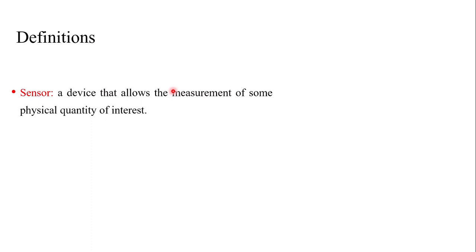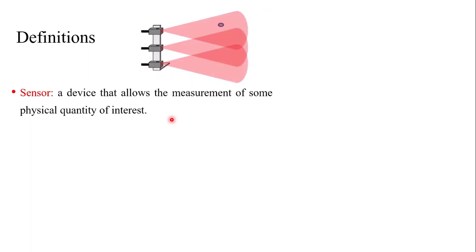The sensor is a device that allows the measurement of some physical quantity of interest. Like if you are interested in measuring length, you use a scale. Correct, so that is your sensor, but it is not a feedback device, so it is not automatic. Clear? Similarly you can measure pressure, you can measure light intensity. There are a lot of sensors available in the market. Even in the remote control of your TV there is a sensor inside it. Clear?